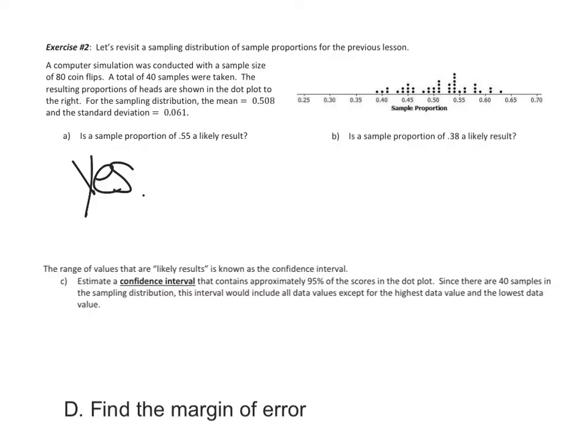Part B, is a sample proportion of 0.38 a likely result? Well, again, I think it's going to be helpful if we draw on where we think the mean is, someplace around here. Does 0.38 look like it's close to the mean? I would say that's way on the end, and I'm going to say no, that does not look like a likely result. It is not close to the mean.